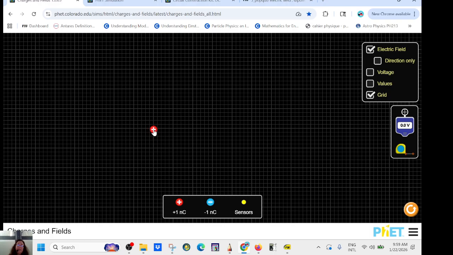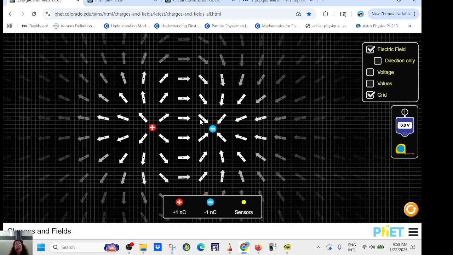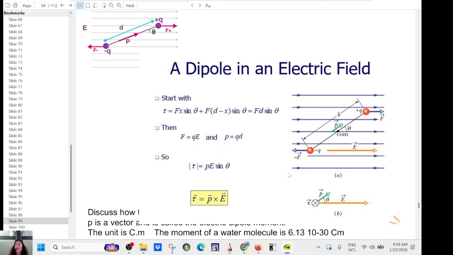Dipole, you have the same charge here, and the electric field goes from plus to minus. So this is a dipole. Both charges have the same magnitude. And we did that last time. We defined a vector P. We call that the dipole moment. So it's a new physical quantity, in coulomb meters. And that vector goes from the minus to plus.